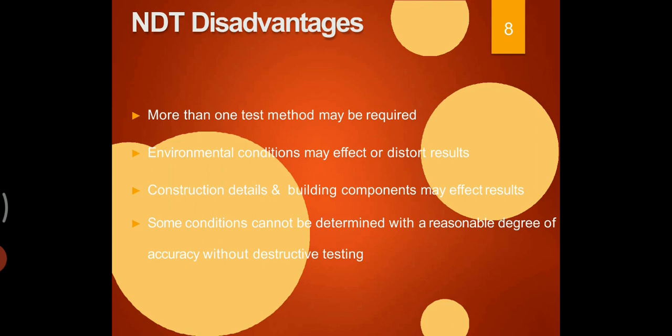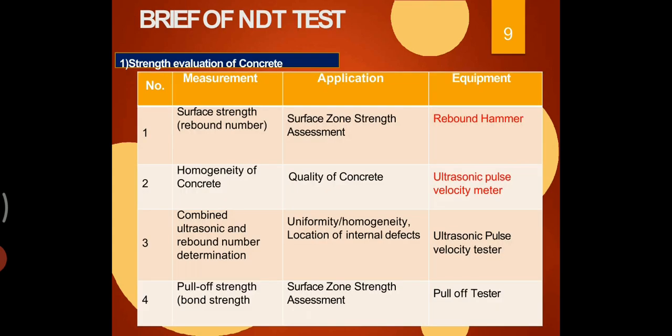Then construction details and building components may affect results. Then some conditions cannot be determined with a reasonable degree of accuracy without destructive testing. Yes, in some cases the test results are to be supported with the aid of destructive testing results.